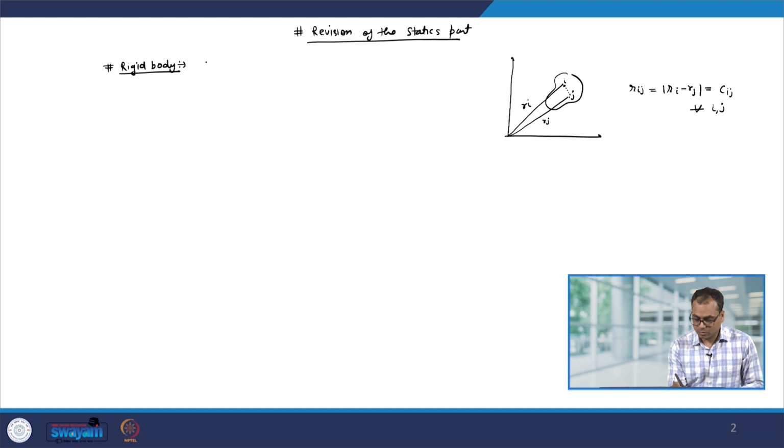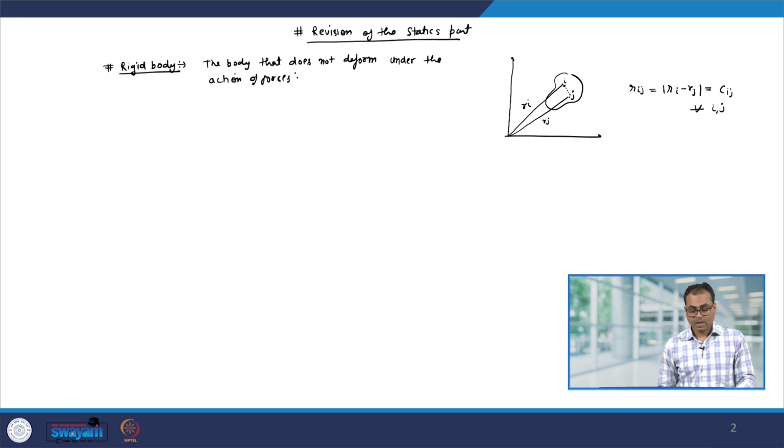So, the body that does not deform under the action of forces is called the rigid body. Now, we also discussed what is sliding vector and what is free vector.